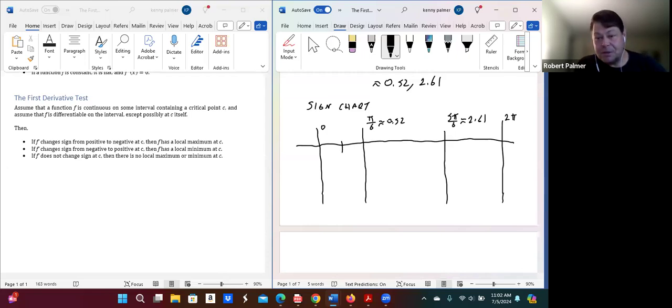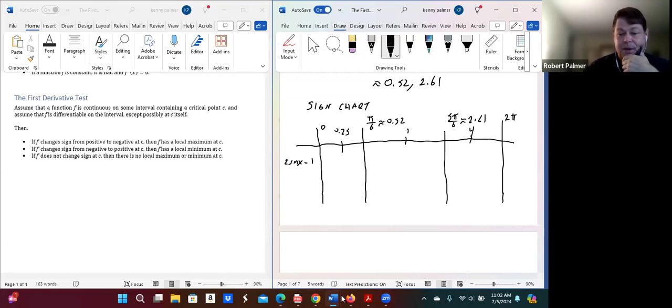Okay. This is 0.52. Let's say 0.25 is our test value. Here in the middle between these two, let's just do 1. Okay. 1 is a good one between 0.52 and 2.61. And then here, 2.61 and 2 pi is about 6 point something. So how about 4? That's good enough. Okay. So of course, this is our derivative, 2 sine of x minus 1. What we do is just plug those values in and see what we get.